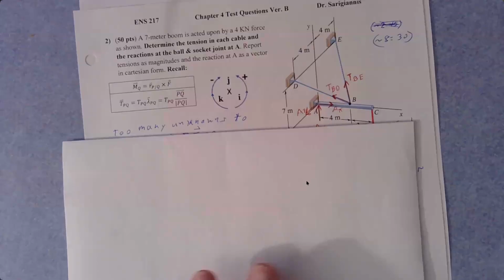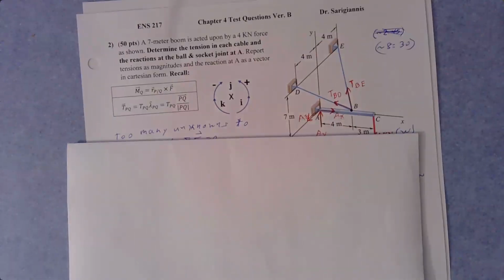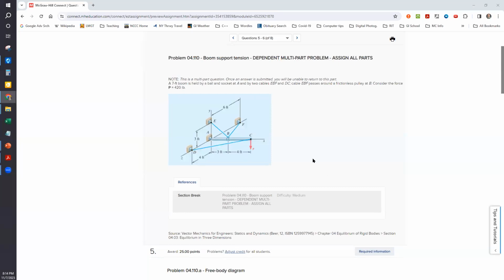Let me show you real quick. This was pretty similar to one of the homework problems. Let me see if I can find it. I'm going to pause the video. All right, so this is problem 4.110. This is a little more complicated problem. We've got a boom, and we've got 3 tension cords. So that problem is a homework problem.